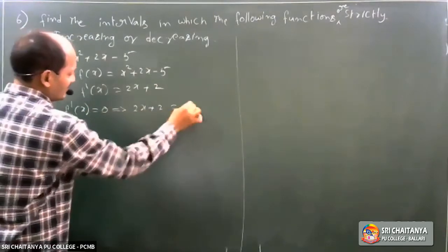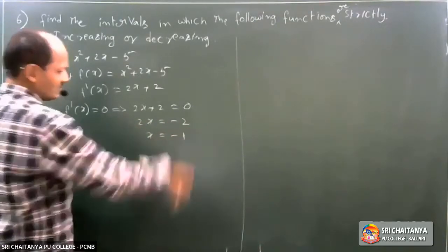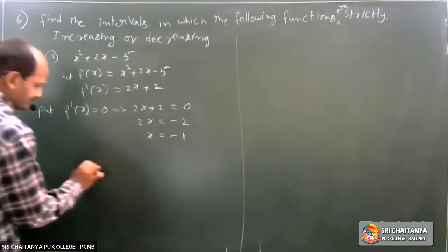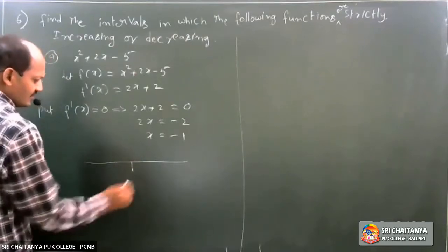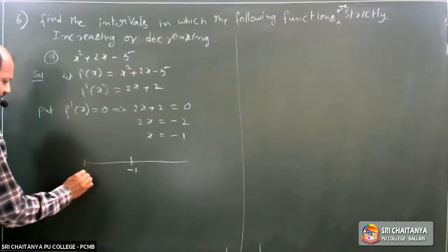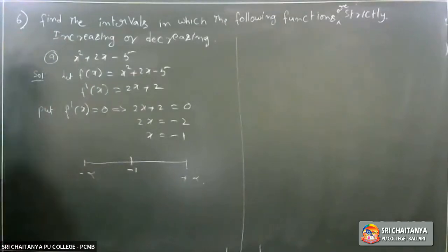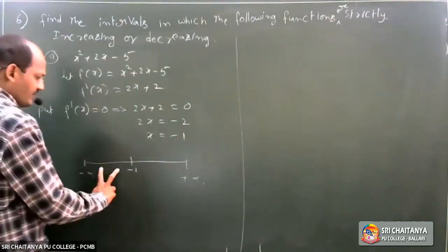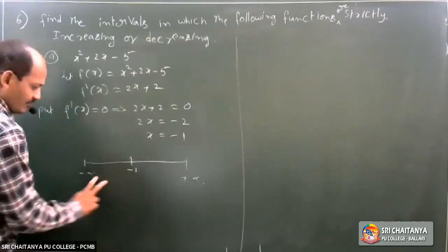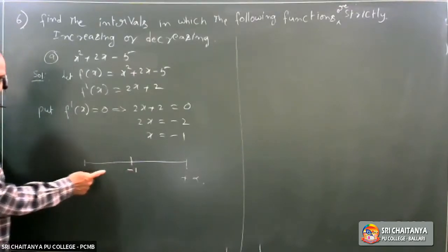Then we get 2x plus 2 equal to 0. 2x is equal to minus 2, x is equal to minus 1. So x is equal to minus 1. Consider the line with minus 1. Before minus 1 is minus infinity, above is up to plus infinity. Then verify in between minus infinity to minus 1 whether the first derivative is positive or negative. In between minus infinity to minus 1, the values are minus 2, minus 3, minus 4 and so on.